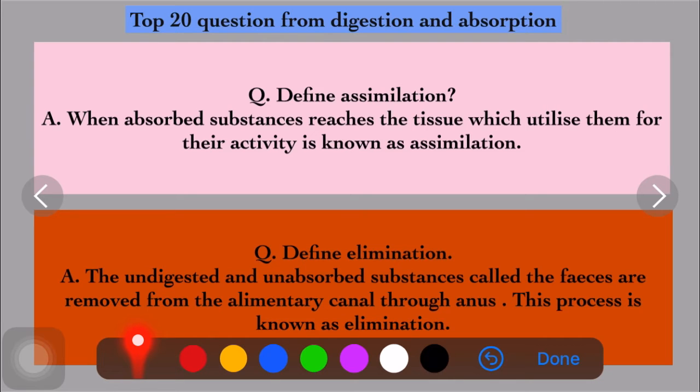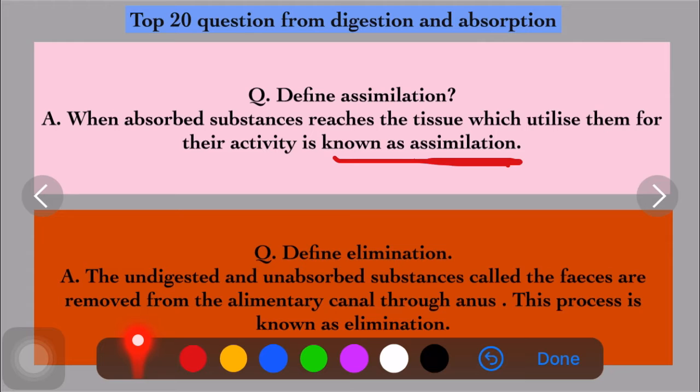Again, one of the important questions from this topic is, what is assimilation, or define assimilation? So when absorbed substances reach their respective tissues, which utilize them for carrying out their necessary activities, it is known as assimilation.